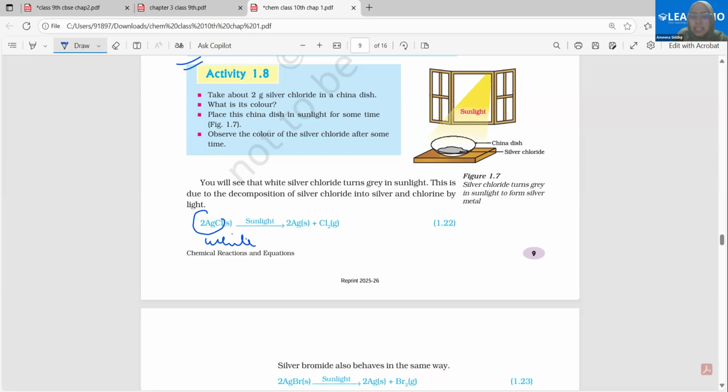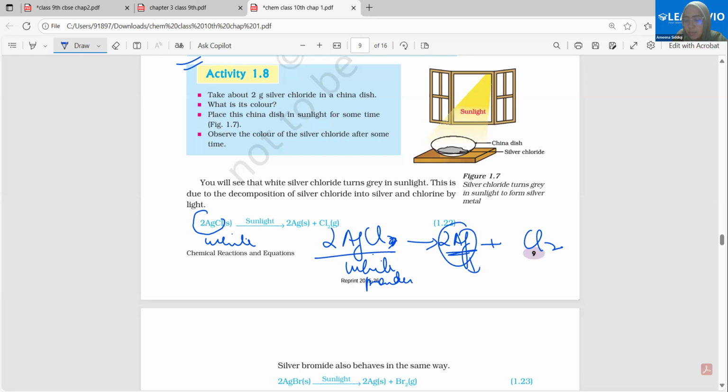No worries. I'll quickly repeat it here. See, 2 AgCl, that is silver chloride. Basically, it's a white powder. When it is exposed to sun, photolysis will happen here. During the photolysis reaction, it will get decomposed into silver, that is 2Ag, the elemental form. This silver will give the grayish color. Therefore, the powder will appear this color from white powder. Is it clear? See, silver chloride turns gray in sunlight to form silver metal. Elemental silver means silver metal.